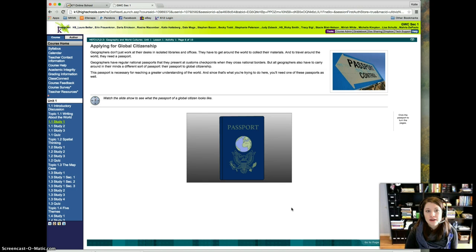Geographers have regular national passports that they present at customs checkpoints when they cross national borders. But all geographers have to also carry around in their minds a different sort of passport, their passport to global citizenship. This passport is necessary for reaching a greater understanding of the world, and since that's what you're trying to do here, you'll need one of those passports as well.